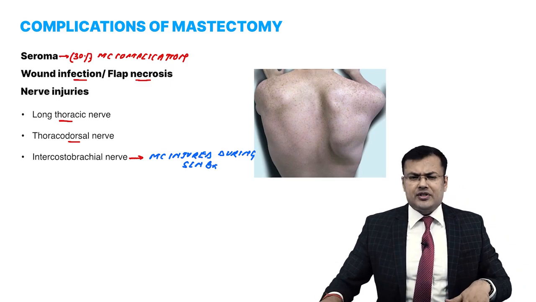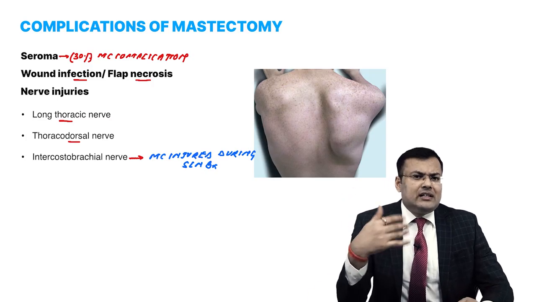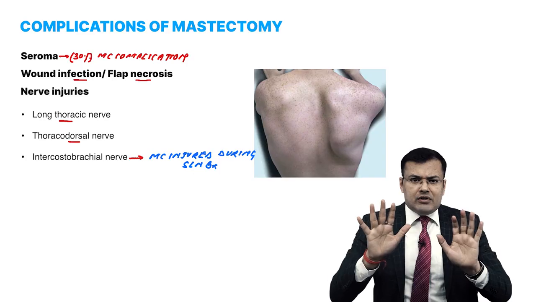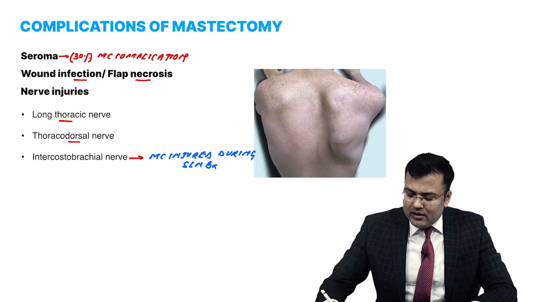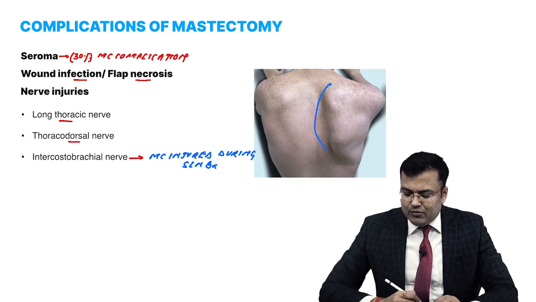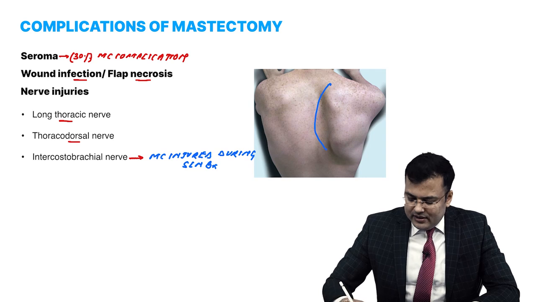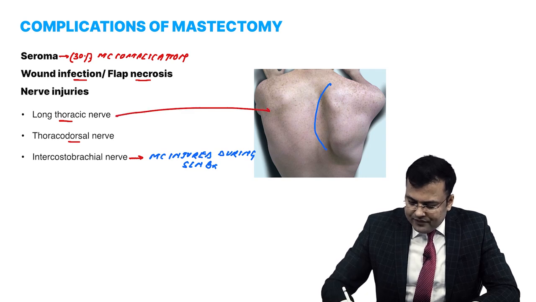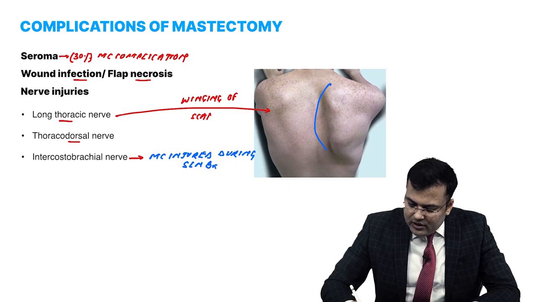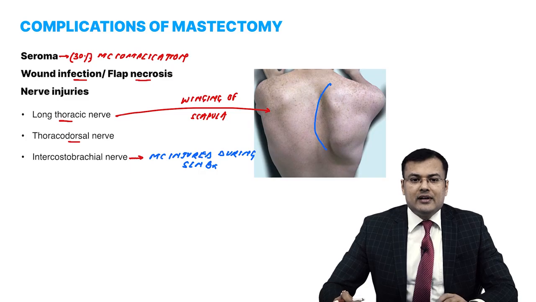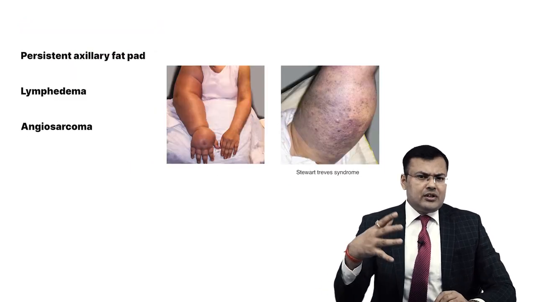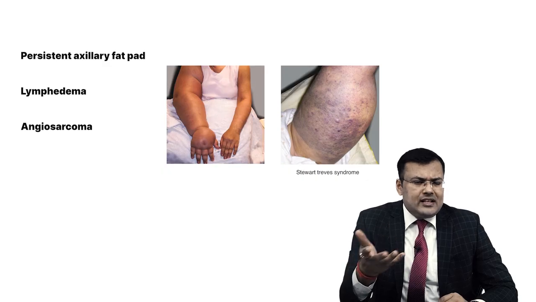Okay, one important question. The question is asked in this fashion: after mastectomy, when the patient was pushing or punching the wall, what happens? There is winging of scapula. Can you see here? There is winging of scapula. So which nerve is injured? Obviously, there is injury of the long thoracic nerve. So whenever there is winging of scapula, there is injury of which nerve? Long thoracic nerve. Clear?